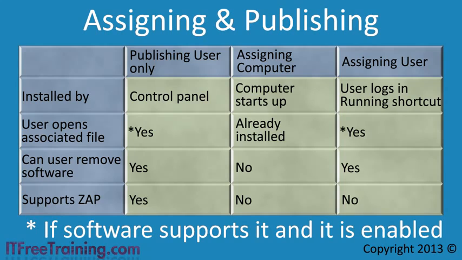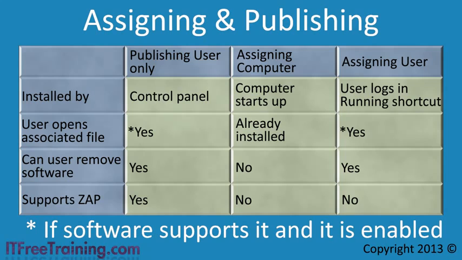It is also possible to have the software installed automatically when the user opens a document associated with that software. For example, the extension used for a Word document could be associated with the Microsoft Office install. When the user attempts to open the Word document, Windows will automatically install Microsoft Office. Since the user makes the decision to install the software, they also have the option to uninstall the software. Publishing software essentially gives the user the power to install or uninstall software at will.